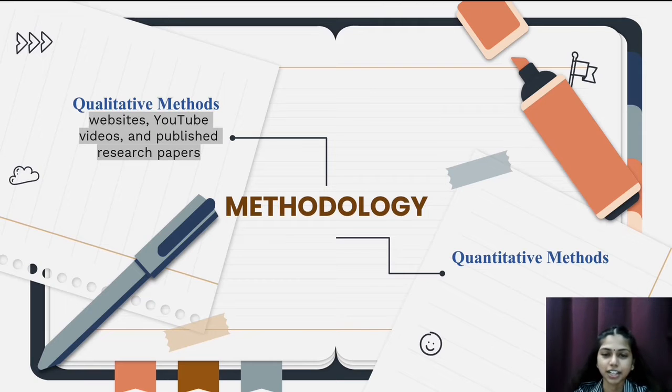Next is the methodology. Methodology can be divided into 2. One is qualitative method and another one is quantitative method. What is a qualitative method? Qualitative method is the main method of collecting information regarding the applications of the parabola and the ellipse, which was through literature review, including browsing through websites, YouTube videos, and published research papers.